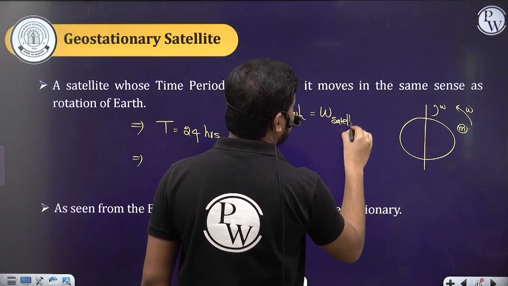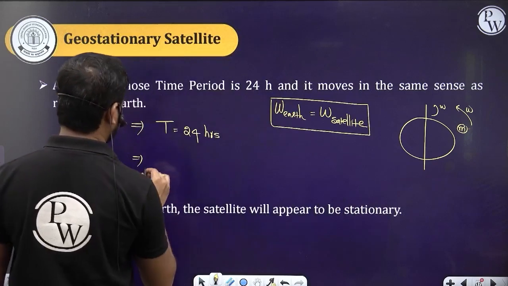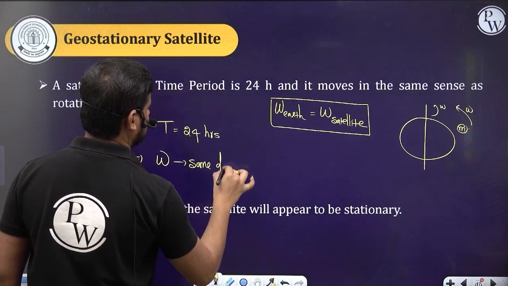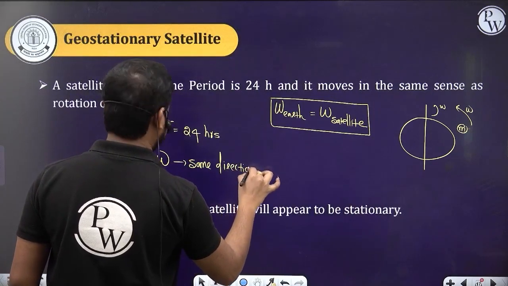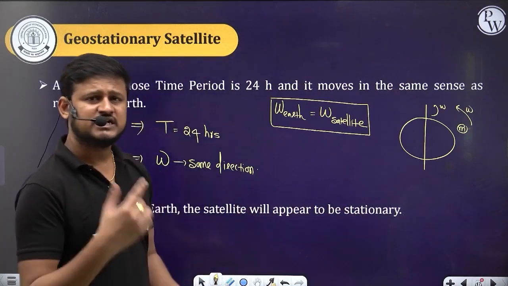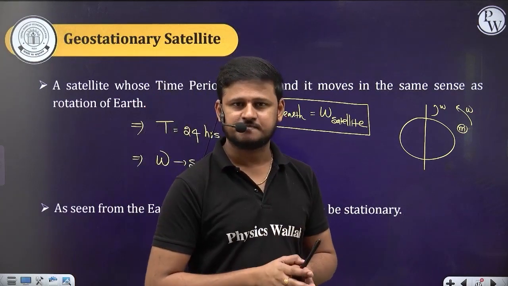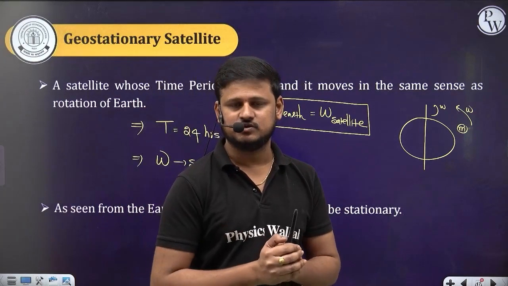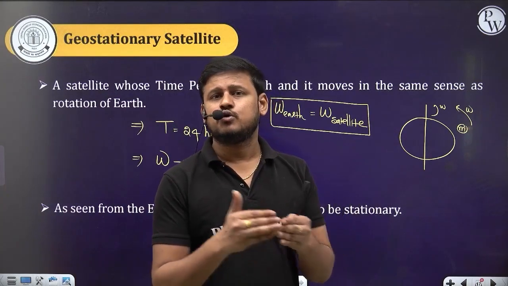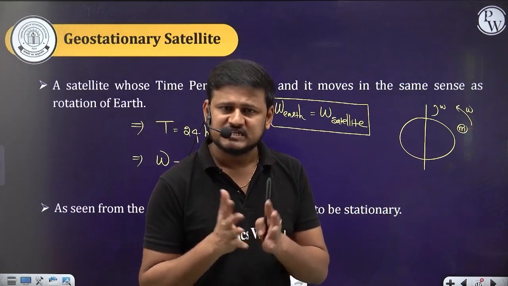The omega of the earth should be equal to the omega of the satellite, and the omega should be in the same direction. Then, as seen from the earth, the satellite will appear to be stationary. Suppose you are sitting inside a bus and your friend is beside you. If you observe your friend in a moving bus, you both will be seen at rest with respect to one another.